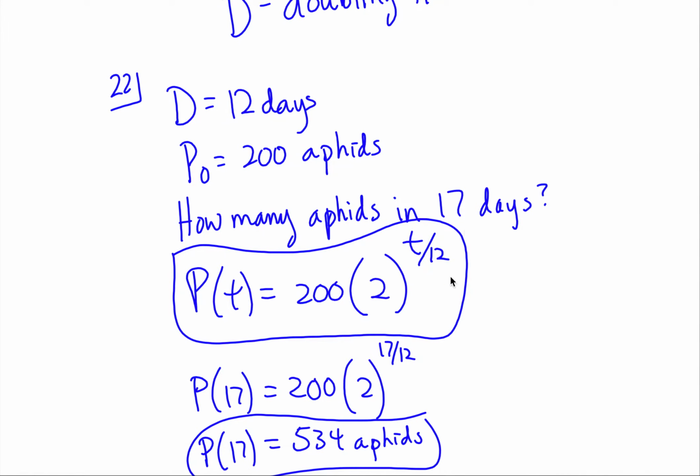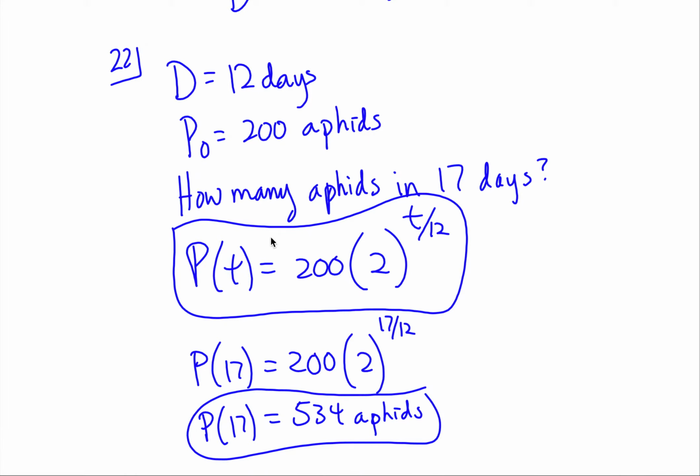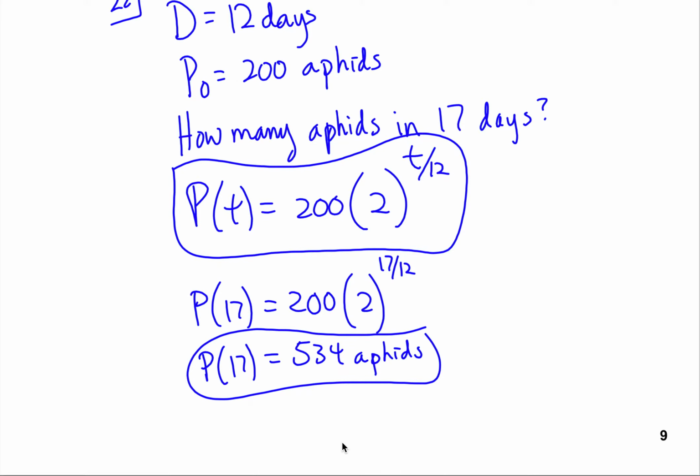And I want to know how many there are in 17 days, so I'm going to put 17 in where I see t, and I can calculate how many aphids I'm actually going to have. You notice it's about 534. Double 200 would be 400, so we knew it should be more than 400, and we can see it's actually 534 aphids. How we can deal with aphids, by the way, is that ladybugs actually eat aphids. So if you know what the doubling time is for aphids that are infesting your trees, you can actually get ladybugs and see how fast they can reproduce to eat the aphids.